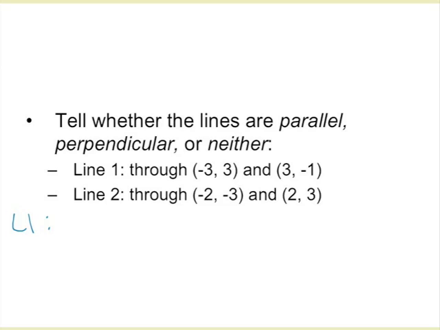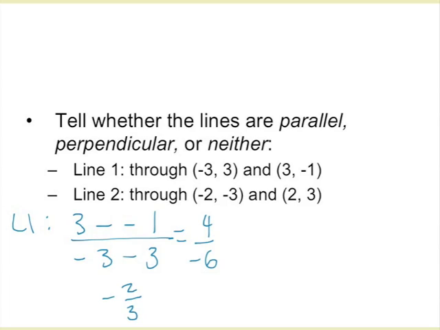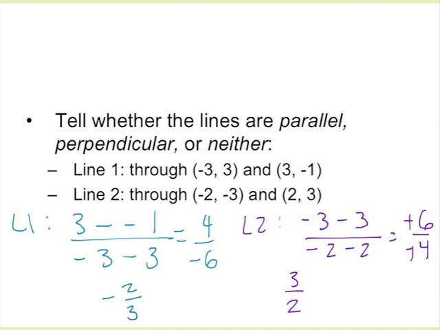So line 1, I'm going to go 3 minus negative 1 over negative 3 minus 3, gives 4 over negative 6, reduces down to negative 2/3. For line 2, negative 3 minus 3 over negative 2 minus 2 gives negative 6 over negative 4. Double negative cancels, reduces down to 3 over 2.